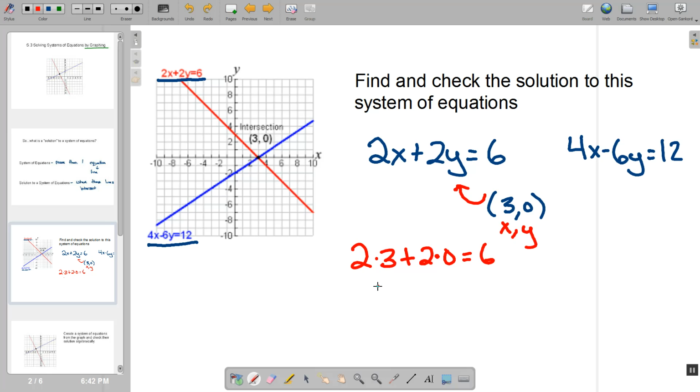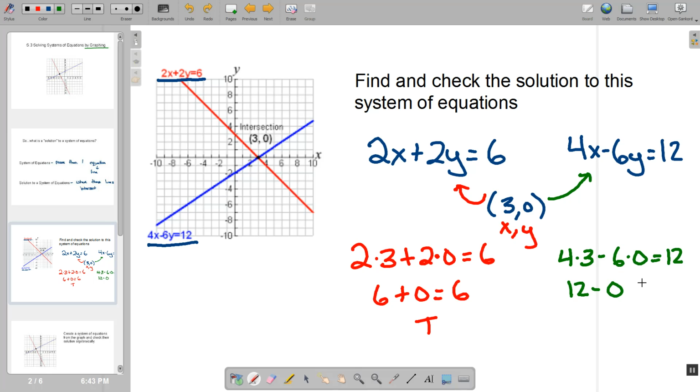Well, 2 times 3 is 6. 2 times 0 is 0. And 6 plus 0 is 6. That is a true statement. So we're half done. If our equation worked, though, when I plug this ordered pair into this equation, I should also get a true statement. 4 times 3 minus 6 times 0, this being x, this being y, equals 12. Well, 4 times 3 is 12, and 6 times 0 is 0, and that does equal 12.